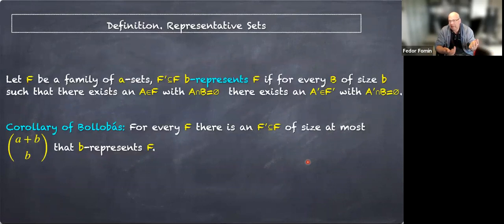So this brings us to the definition. I have a family F of sets of size A. I say that a subset F prime of F B-represents F if for every set B of size B such that there exists a set from F which is disjoint from B, there always exists a set A prime from the family F prime which is also disjoint from B. And from our discussion of the Bollobás lemma, it follows that for every family F there is always a B-representative family of F whose size is at most A plus B choose B.